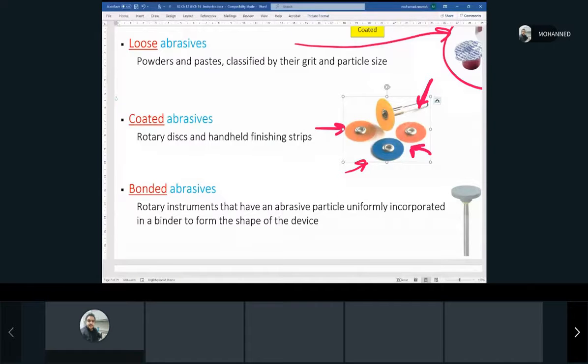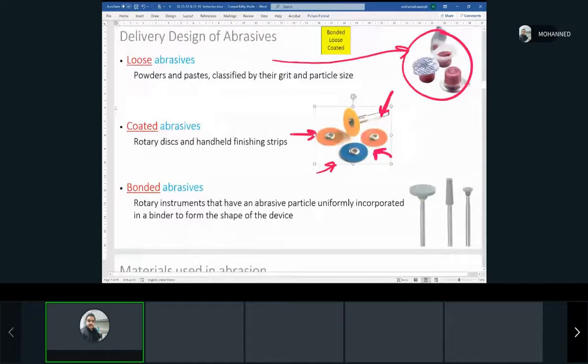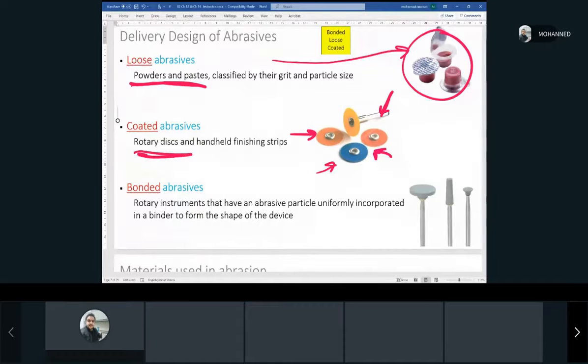Again, just regular information about how we can apply these, or what the delivery systems are, how we can use them inside the patient's mouth. It can be loose, it can be coated, and it can be bonded. An example of loose are powder and paste. An example of coated are rotary discs or sand discs. And let's see, did we get an example of that? Not really specifically, but again, I can ask you, what are powders and pastes an example of, what type of delivery system? Or rotary discs are what type of delivery system for abrasives.